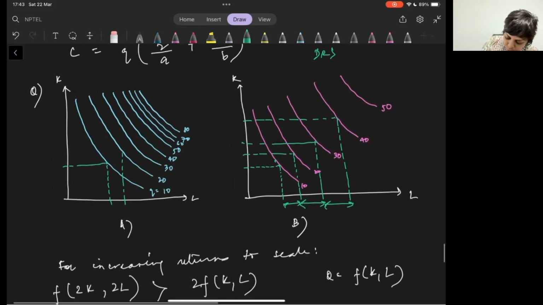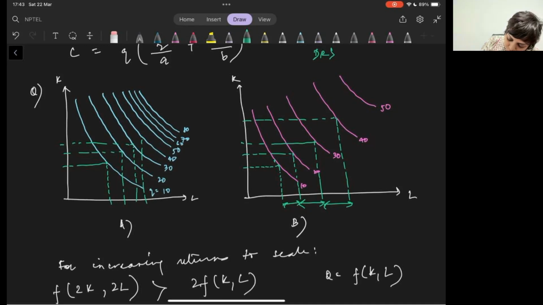This is the first increase in inputs. The perpendiculars are only showing the change in the inputs, not the outputs. The output quantity, how it's increasing, we have labeled on the isoquants. Now you can see from the perpendicular lines that you're increasing by less and less.